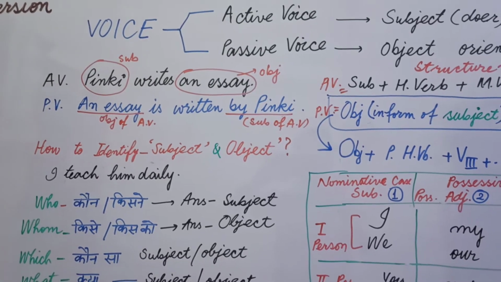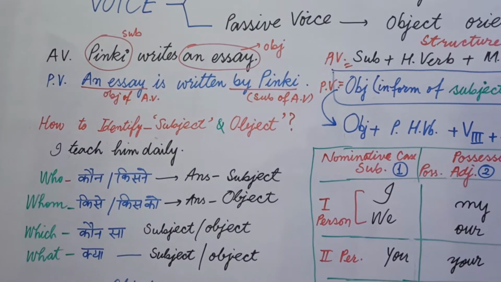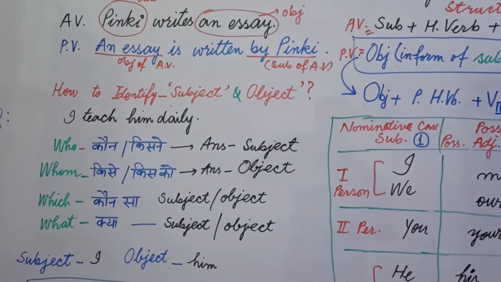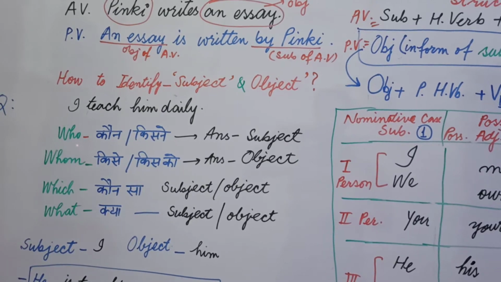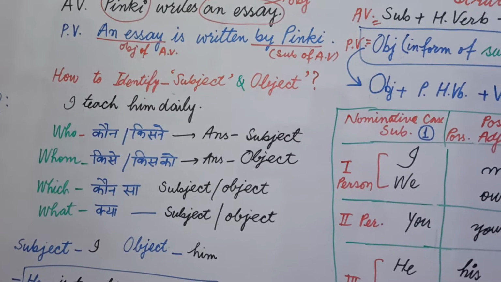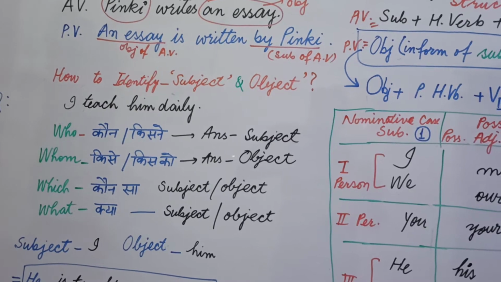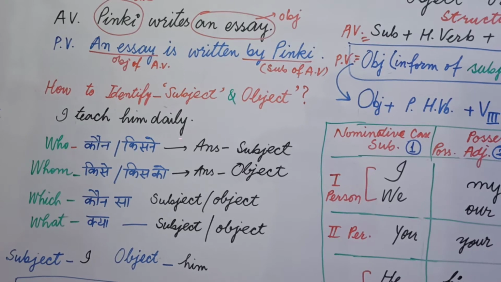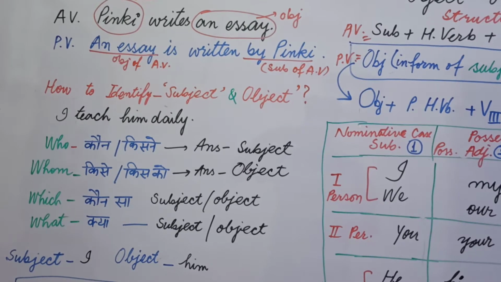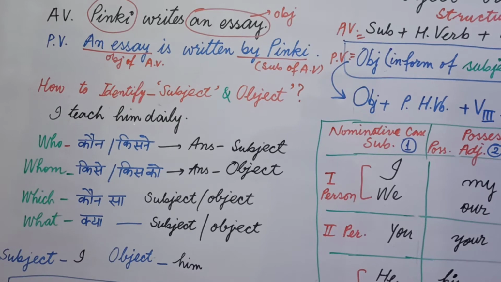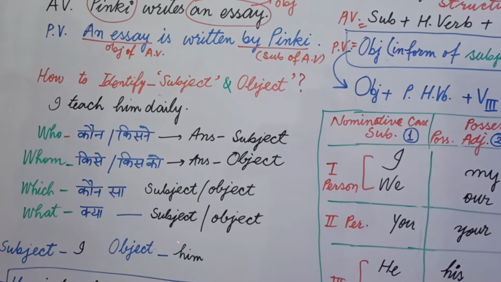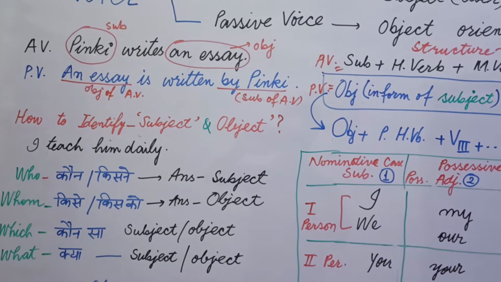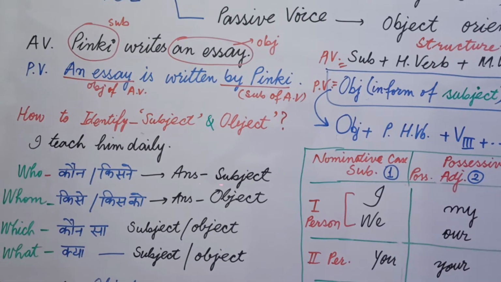Now students, our next step is how to identify subject and object. This is the second part of this lecture. When we ask who, the answer of who is called the subject, and the answer of whom is called the object. Suppose this is a sentence: I teach him daily. Who teaches? I. Whom do I teach? Him. Him is the answer, so him is an object and I is the subject. Let's see this sentence. Who writes? Pinky writes. The answer of who is the subject.